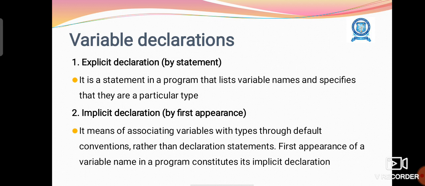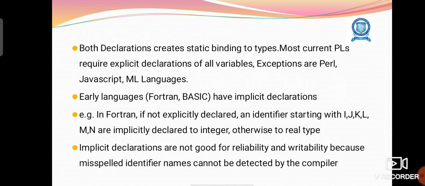Variable declarations. There are two types: explicit declaration and implicit declaration. Explicit declaration is a statement in a program that lists variable names and specifies that they are a particular type. Implicit declaration is a means of associating variables with types through default conventions rather than declaration statements. The first appearance of a variable name in a program constitutes its implicit declaration. For example, this happens in Python. In Python, we need not declare the variables. Both declarations create static binding to the types.